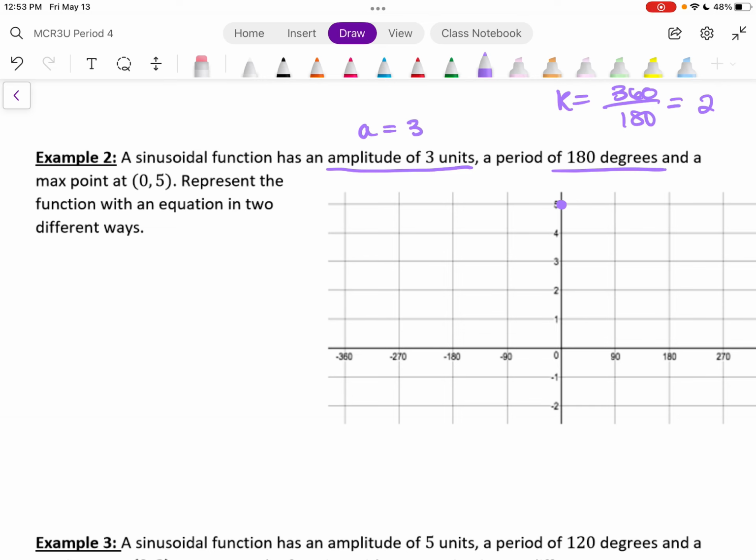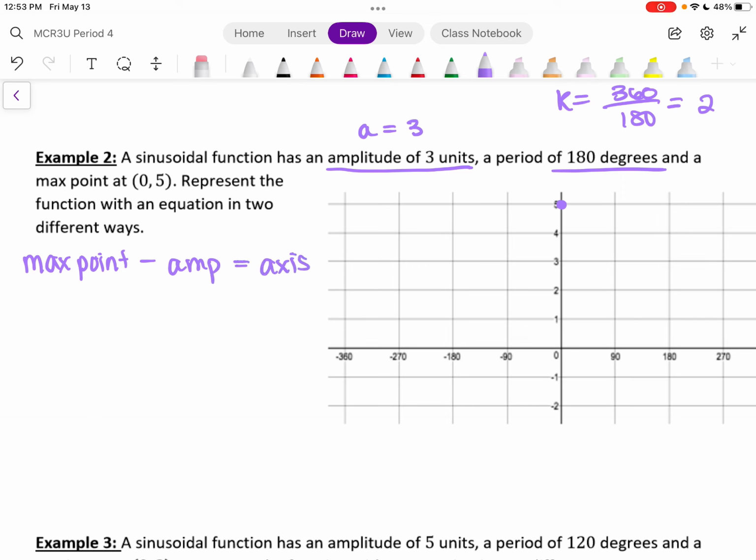So this is where if we're given a max point and we're given the amplitude, we can find the axis. And then that way we can find our min point too, right? So max point minus the amplitude. So we're going to do 5 minus 3 equals axis, right? Which is going to be 5 minus 3 is 2, is equal to your axis. So your axis is going to be here.